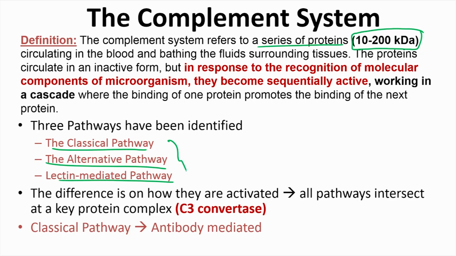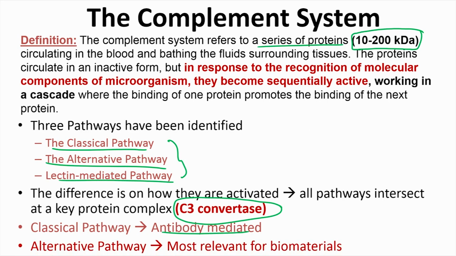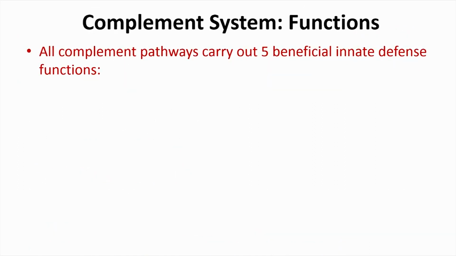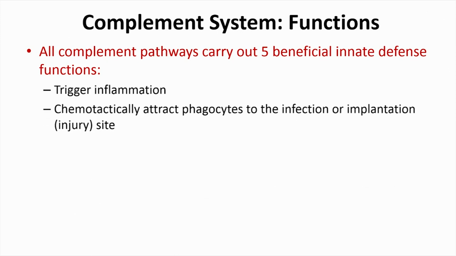They all intersect at a key protein which is called the C3 convertase, and we will describe it in a bit more detail. The classical pathway is antibody mediated. The alternative pathway is most relevant to biomaterials, where this pathway is usually the one that recognizes anything foreign, a biomaterial rather than a foreign pathogen. And again, the major function is to carry out the 5 beneficial innate functions.